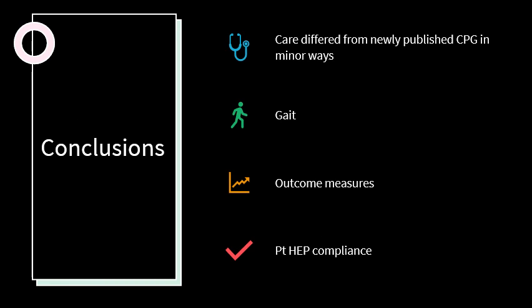So, some conclusions from this case study. Care differed from the newly published clinical practice guide in just some very minor ways. My big takeaway is I think I would like to work with gait just a little bit more. This patient had a reduced gait, and I certainly have a tendency to prioritize therapeutic exercise over gait, while the research made it very clear that the repetitive, stressful nature of gait really demands good form to reduce chronic injuries down the road that I think I lose sight of sometimes.